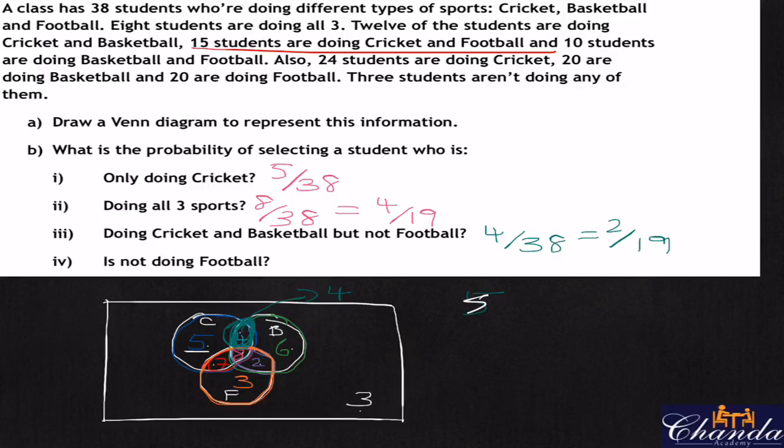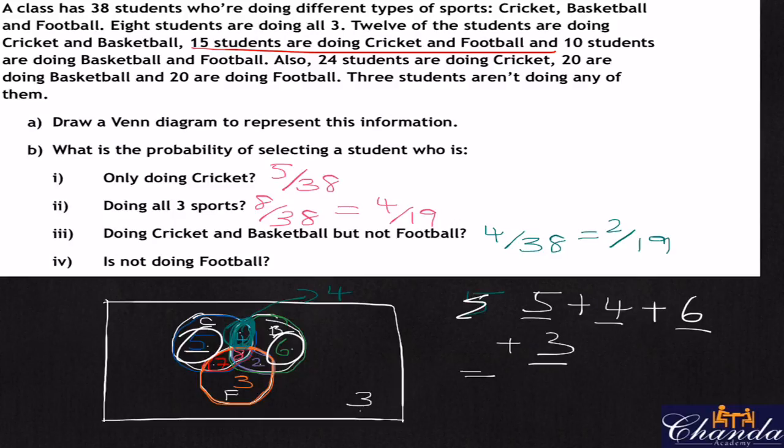So we have 5, which is the cricket only, plus we have the 4, which is the cricket and basketball, but not football. Then we have the 6 for the basketball only, and then we have the 3 that are not doing any of them. So 5 plus 4, which is 9, plus 6, which is 15, plus 3, which is 18. So 18 out of 38, which is the same as 9 out of 19. So the probability of not doing football is 9 out of 19. Let me write this up here.